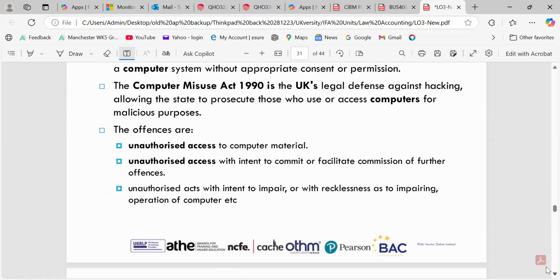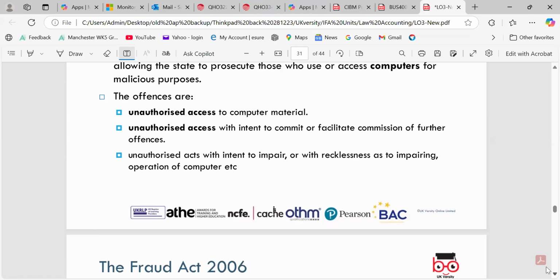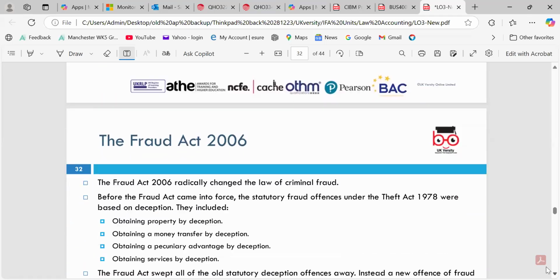And of course, that also comes under criminality, unauthorized access. We need to make sure we have internal controls, a regular password check system, alphanumeric passwords, and two-way authentication. These are all systems that need to be in place.